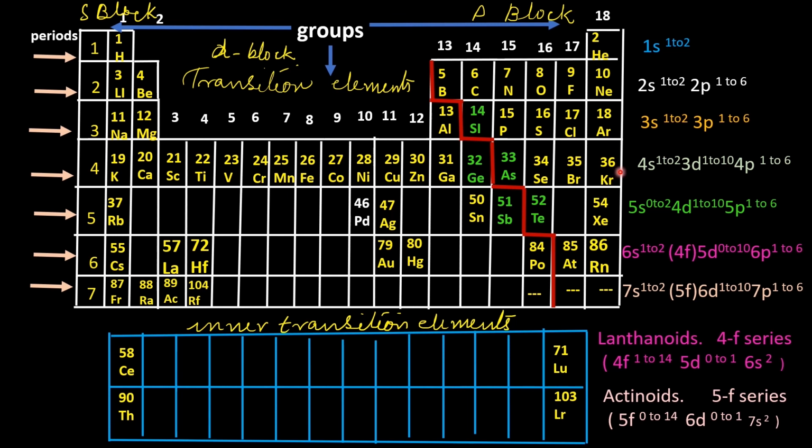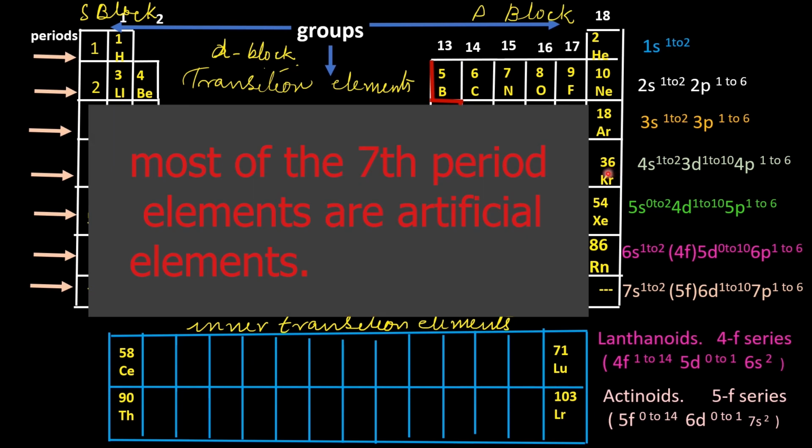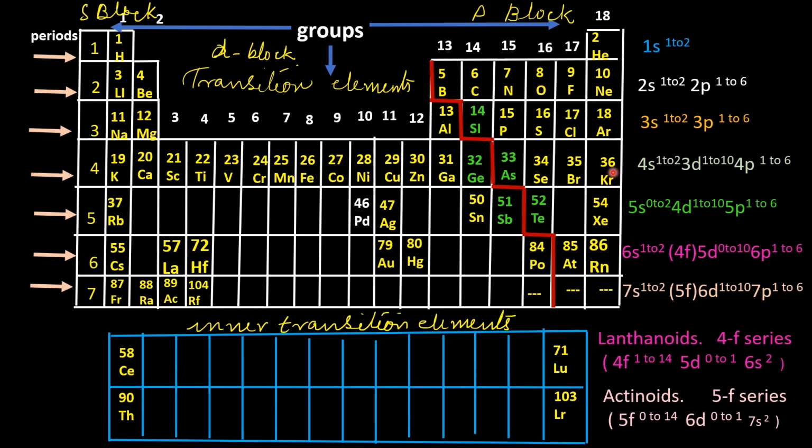Before I wind up this video, let me make one more point quite clear. Except for the three boxes in the seventh period where I have shown dotted lines, all the other boxes in the periodic table have elements. I have just shown those elements which I need for the explanation I have given. Moreover, most of the elements in the seventh period are artificial or man-made elements. For most of them, the IUPAC is yet to provide symbols and names.